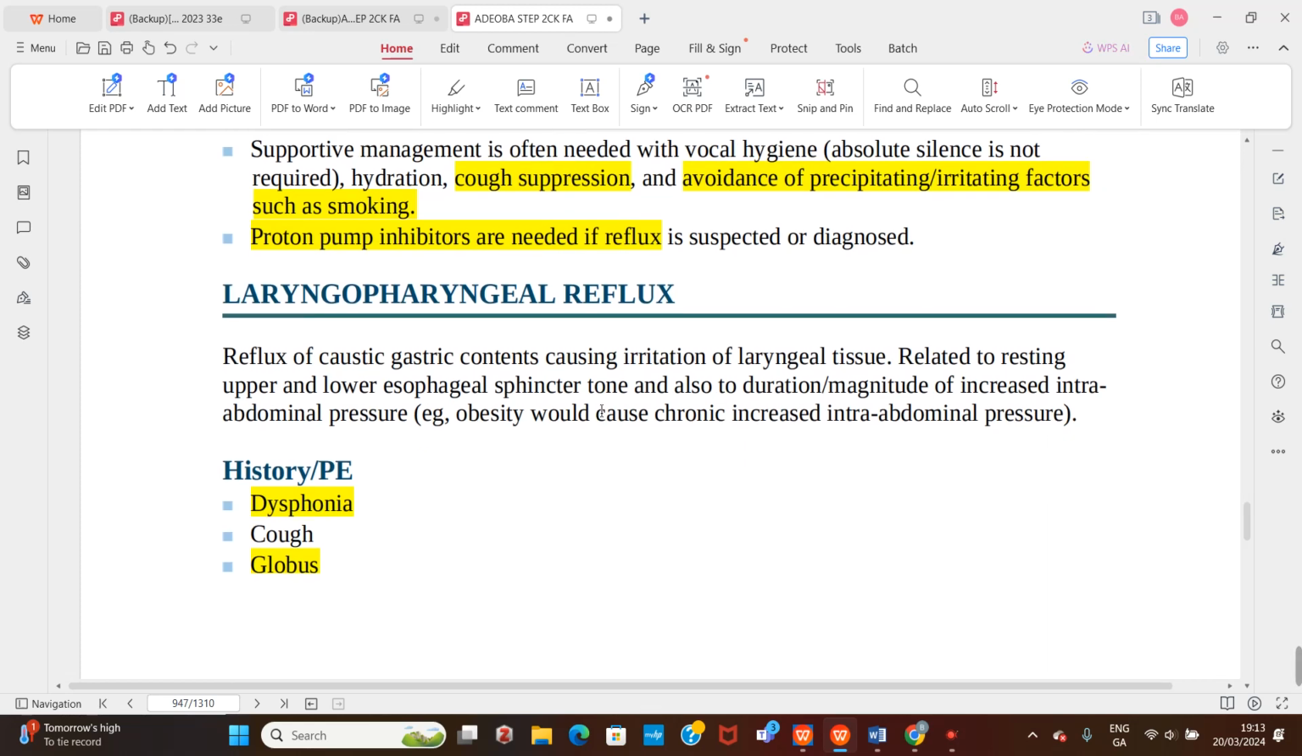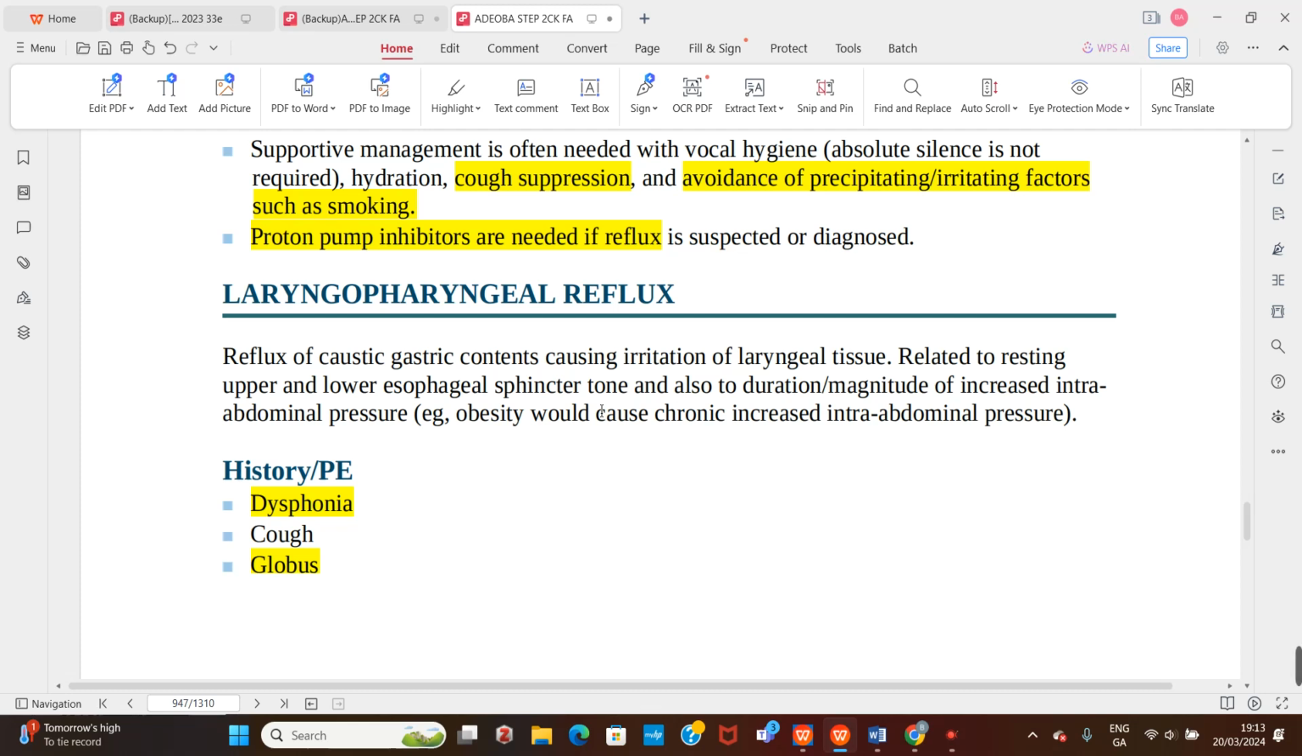So laryngopharyngeal reflux is just reflux of gastric content into the laryngeal tissue, causing irritation. So this is one of the causes of laryngitis. It occurs in conditions where the integrity of the lower and the upper esophageal sphincter is compromised, particularly people with obesity. Obesity increases intrathoracic pressure, and it easily allows for escape of these gastric secretions into the larynx.